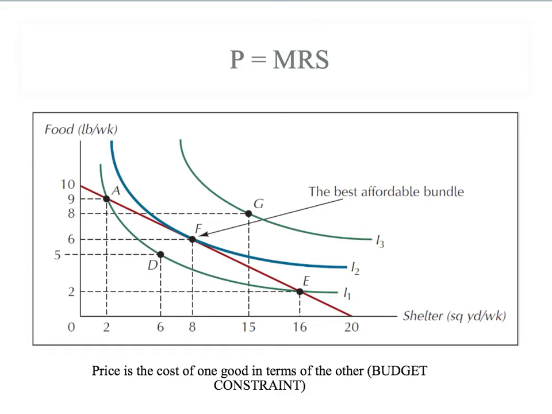And so we can get an outcome of being at the optimal point when price is equal to the marginal rate of substitution. Price is going to be the slope of that budget constraint. The marginal rate of substitution is going to be the slope of the indifference curve.